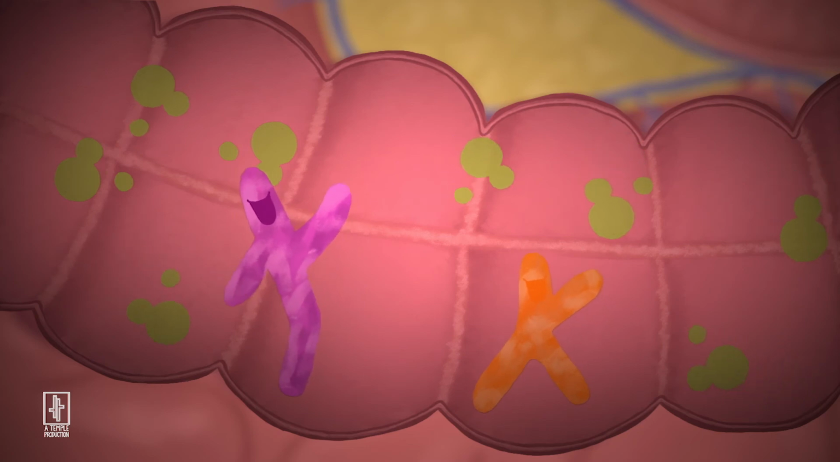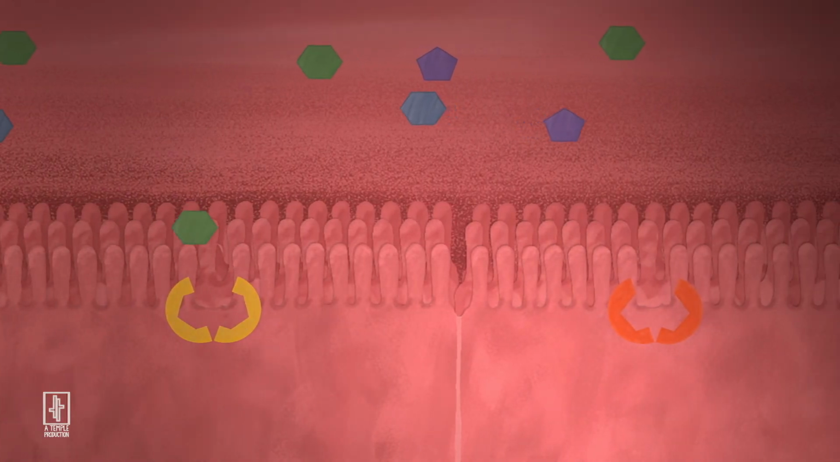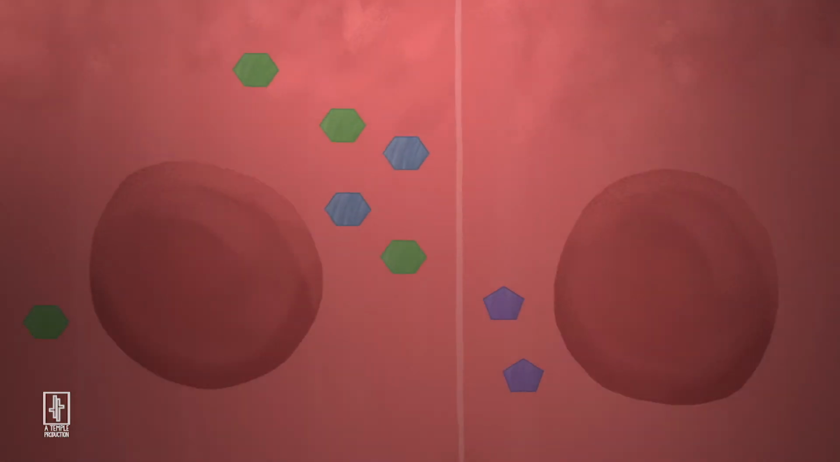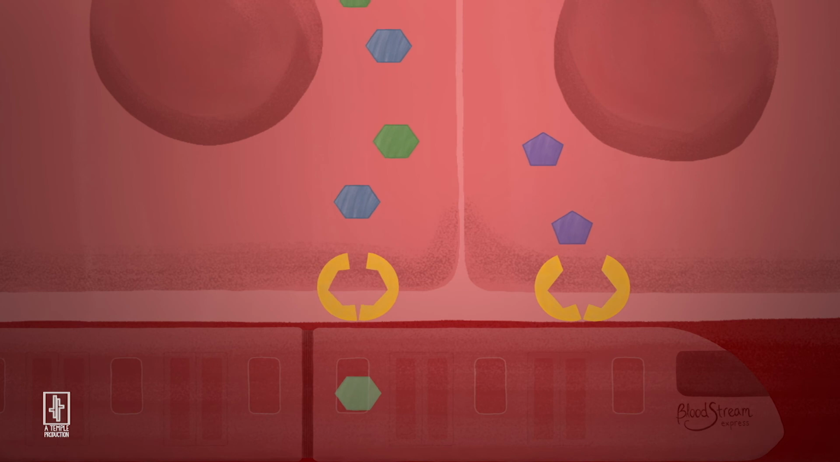Back to the small intestine. Now that everything has been broken down into the building blocks, these monosaccharides can be absorbed into the enterocyte via special transporters. They travel through the cell to other transporters that will move them into the bloodstream.